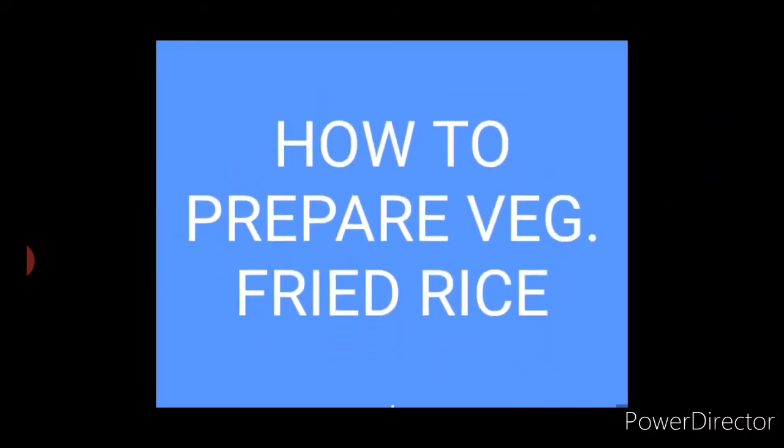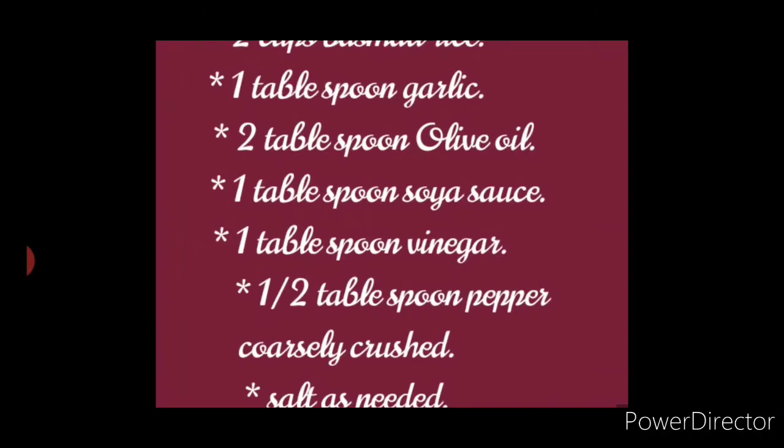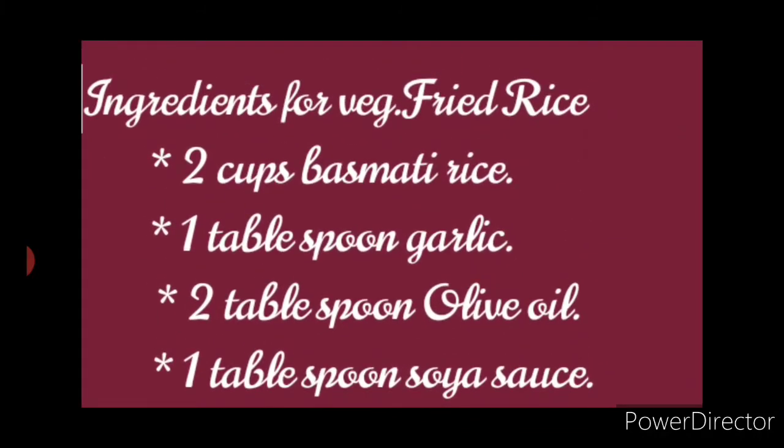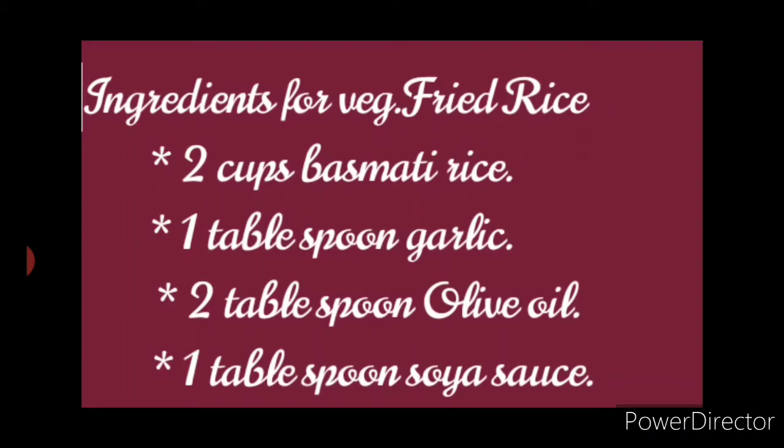Let us see the ingredients, children. Okay, here are the ingredients. See, ingredients for veg fried rice. What are the ingredients needed? 2 cups basmati rice, 1 tablespoon garlic. Children, this is how you must write. See, the way I explain, children, this is how you must write.